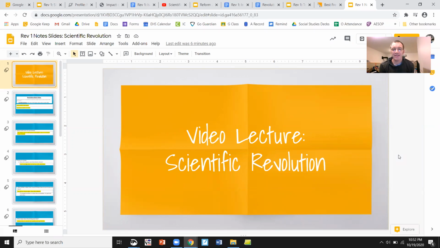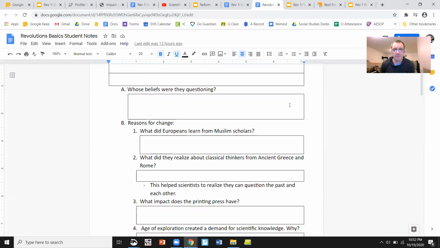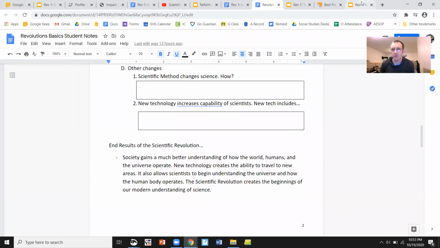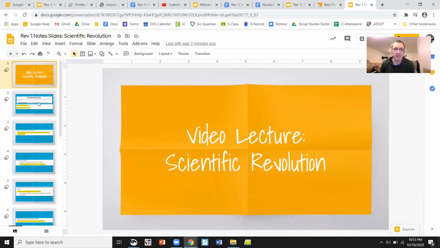Today we are looking at the scientific revolution and filling in our notes for this section. You should have some notes open that are in Google Classroom. They should look something like this. We will work on the first 2 pages that focus on the scientific revolution. So you'll see them as I go along.